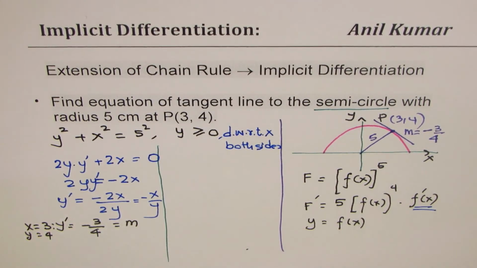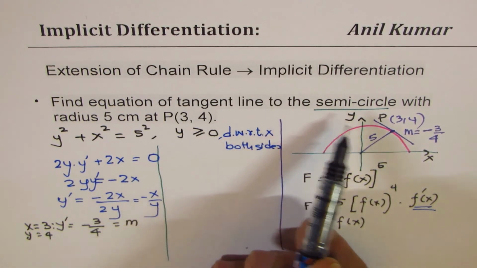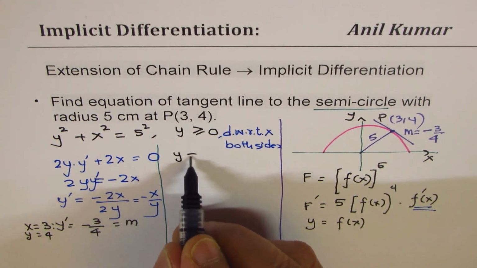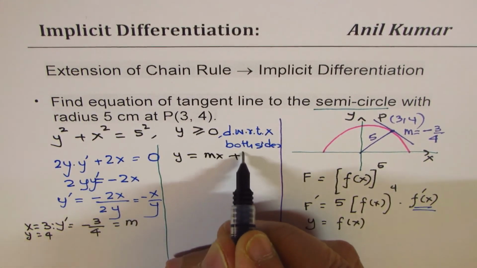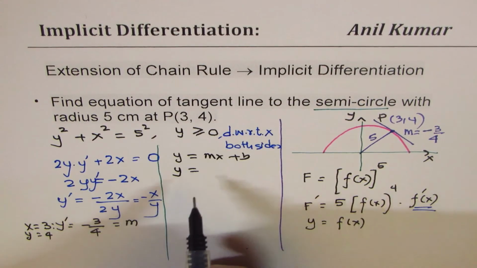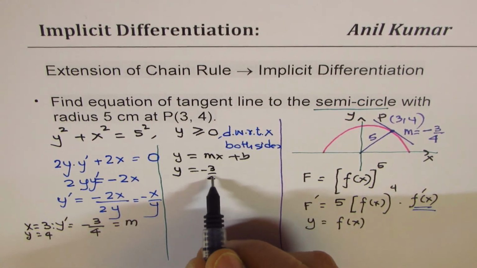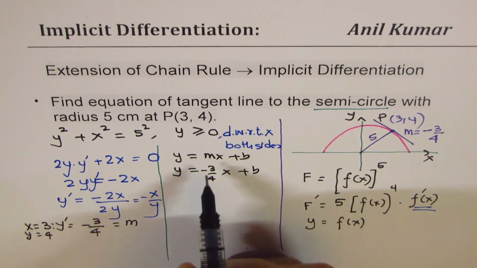Now, we can always find the equation of the tangent line. So we say let it be y equals mx plus b. And we know the slope is minus 3 over 4. So it could be this.